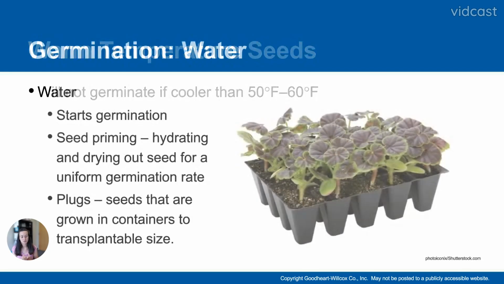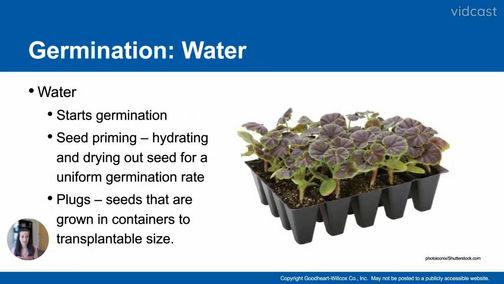All right, so temperature was our first environmental condition we need. Water is the next. Temperature is the most critical because it's what actually allows the plant to grow, but water is what starts the germination process. Until water hits that seed, it's not going to begin to grow. So we have to have water.